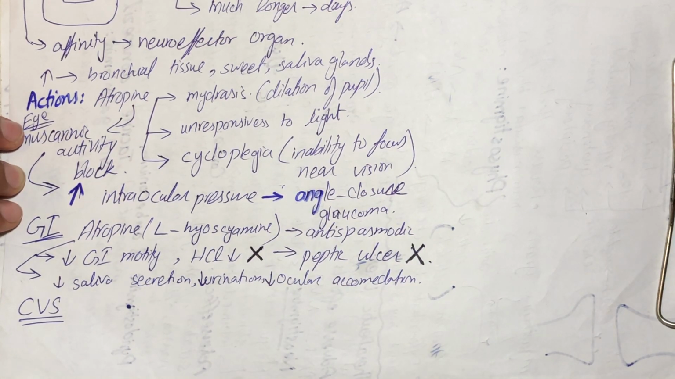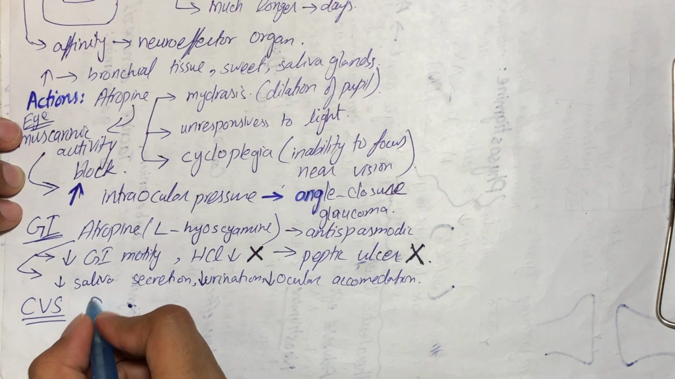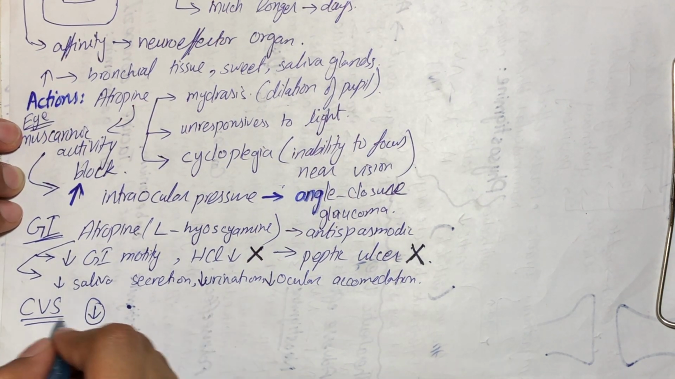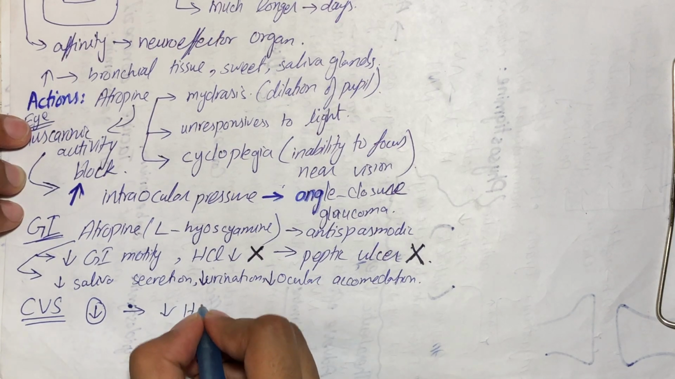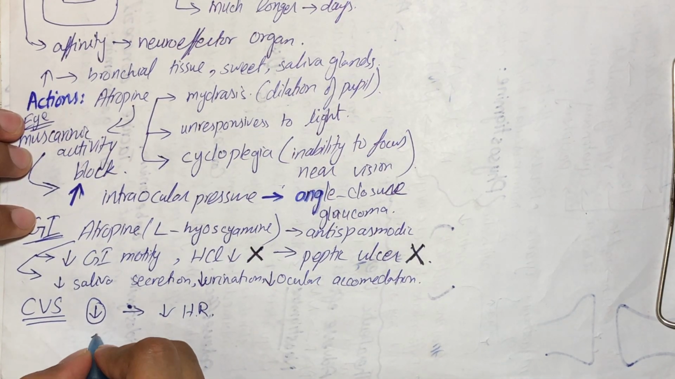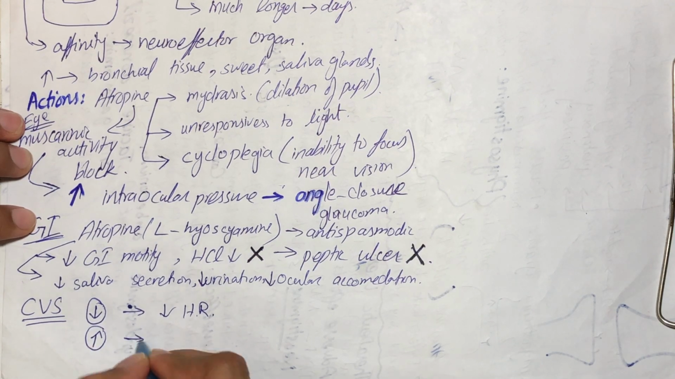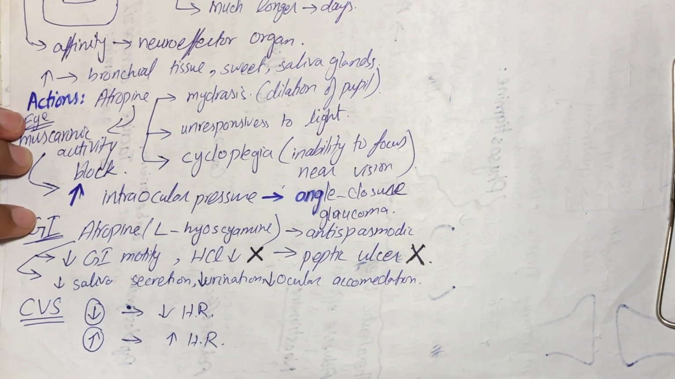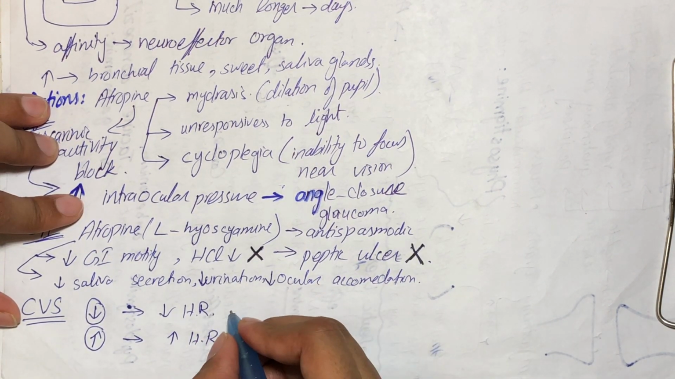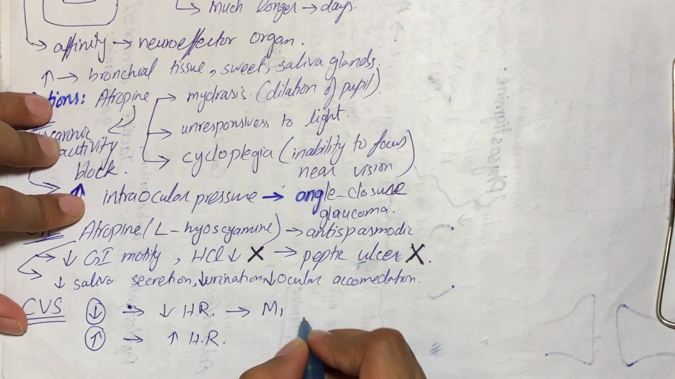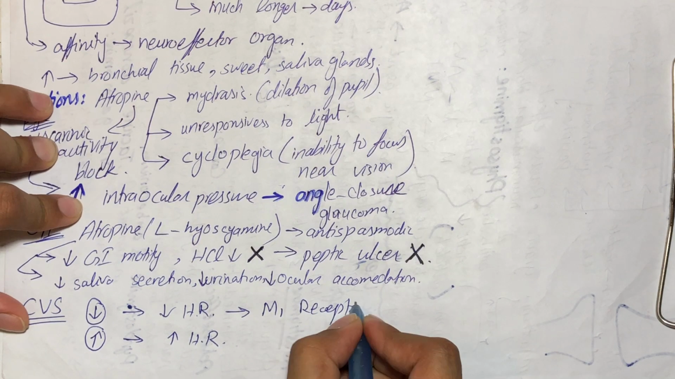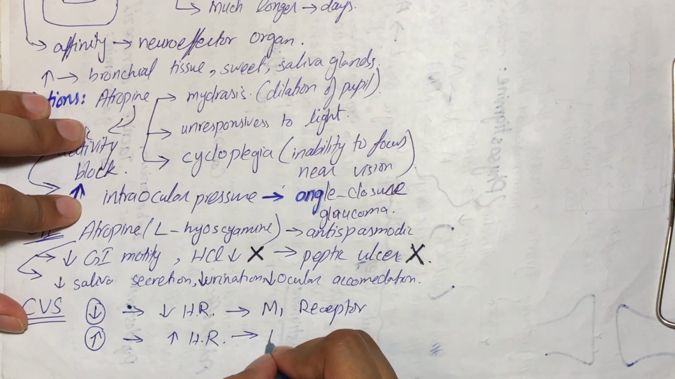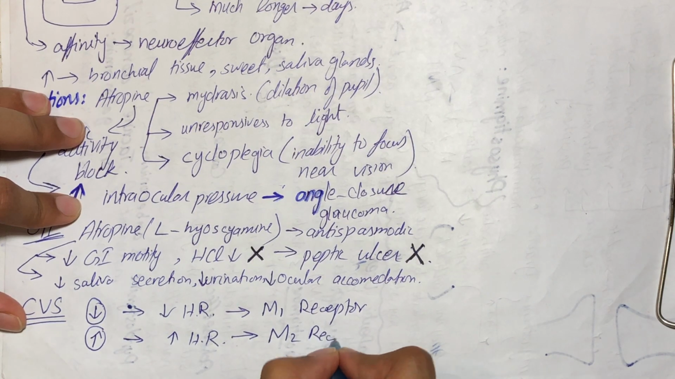If we talk about the cardiovascular effects of atropine, atropine can produce various effects depending upon its dosage. At low dosage, atropine causes a slight decrease in heart rate. But when it is given in higher doses, it causes an increase in heart rate. And why is it so? Because this effect is caused by the blockage of M1 receptors, while this one is caused by blockage of M2 receptors.